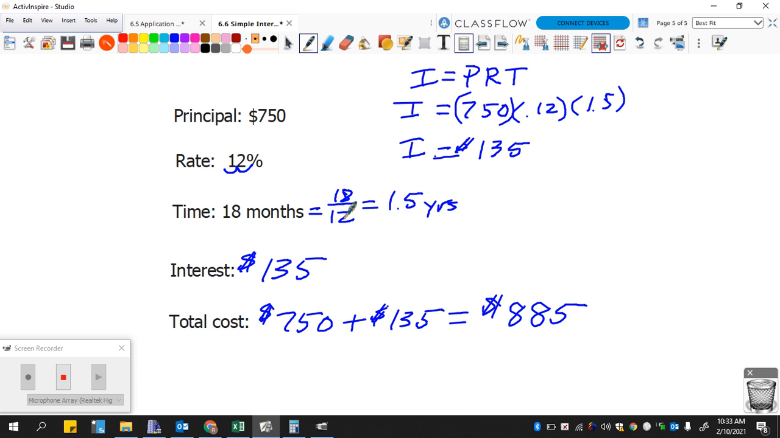Okay, so that does it for this lesson. Make sure that you copy this formula: the interest is equal to principal times rate times time. Make sure you copy that into your notes and that you understand how to use it. If you have any questions, make sure you ask me, and we will talk to y'all later on.